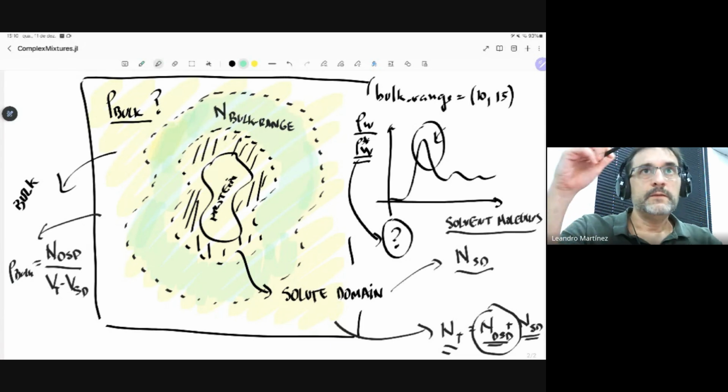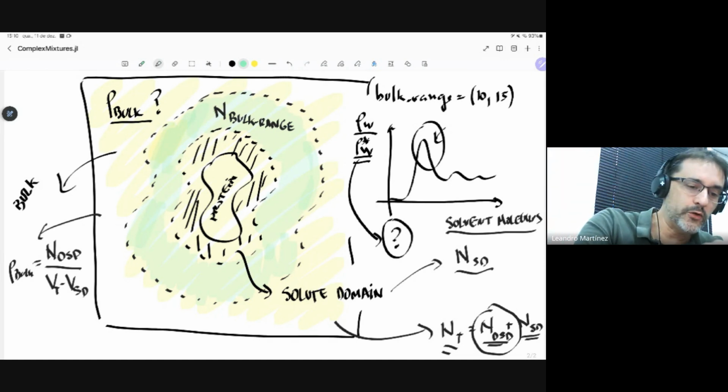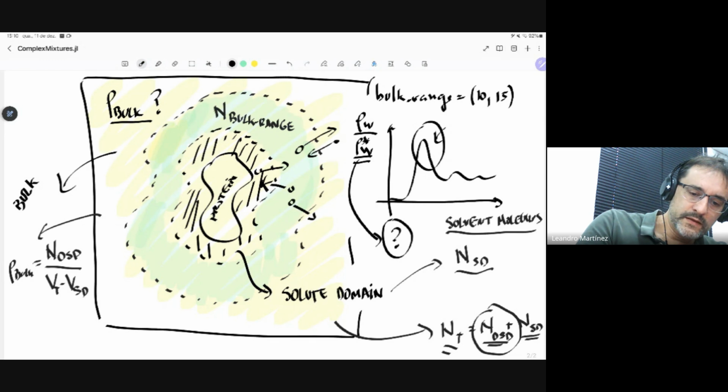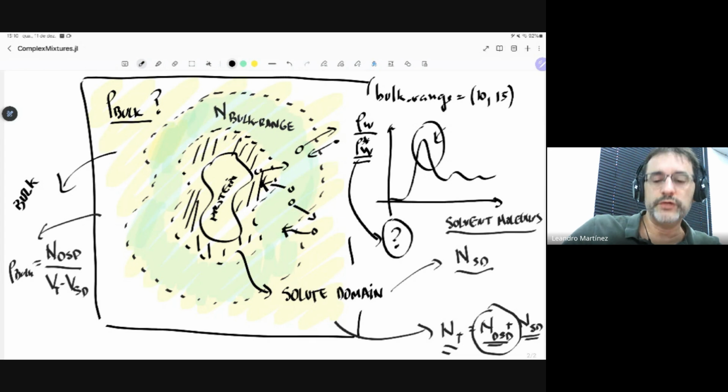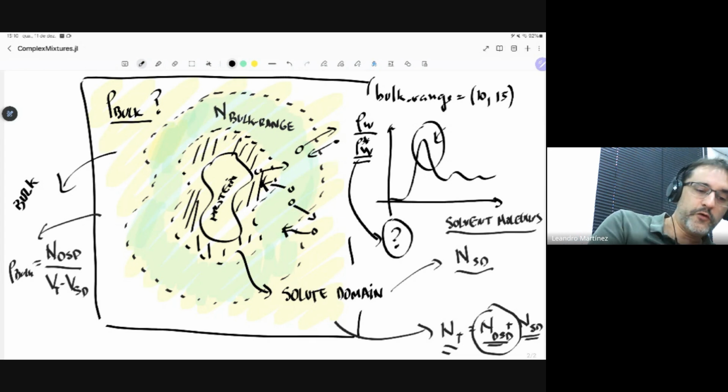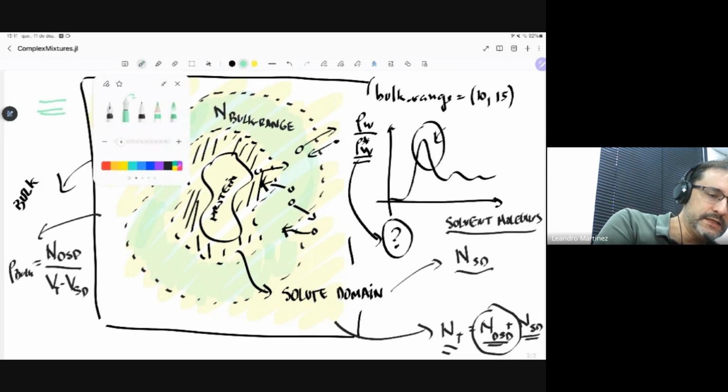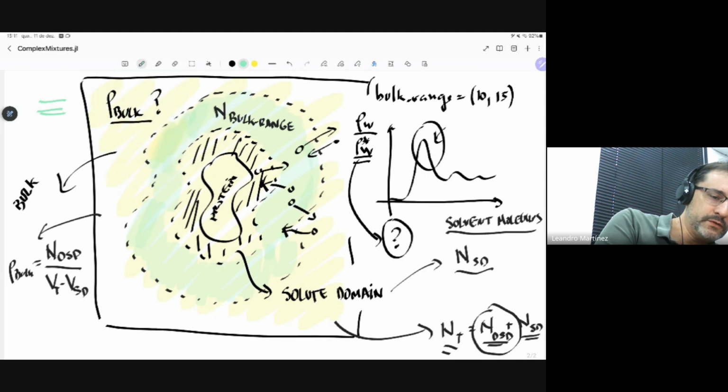But it's an open system. What does it mean that it is an open system? It means that there are molecules being interchanged between the inside and outside of this domain all the time in the simulation. Molecules go in and out from this region, which means that from the point of view of this green region, this is a simulation.